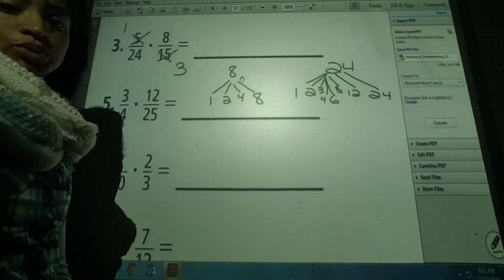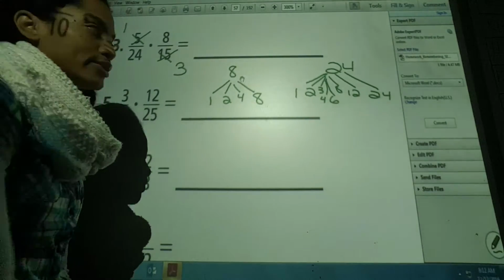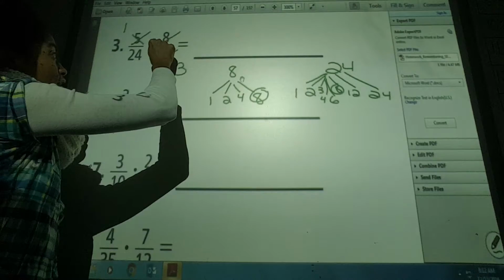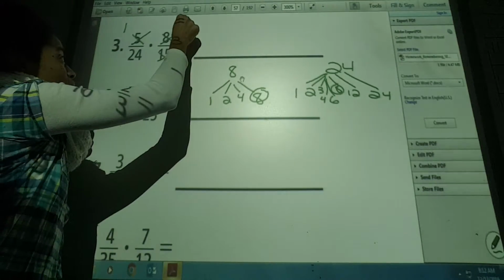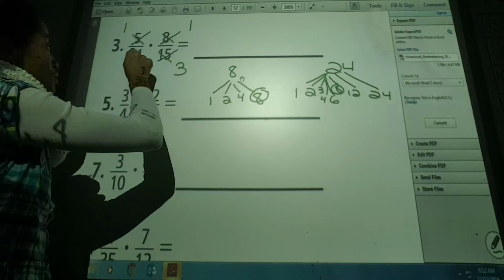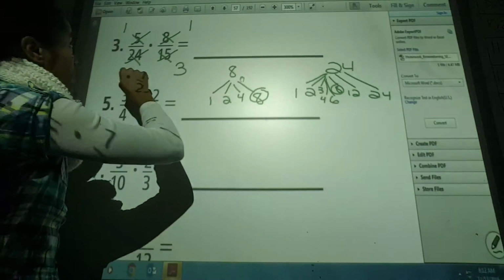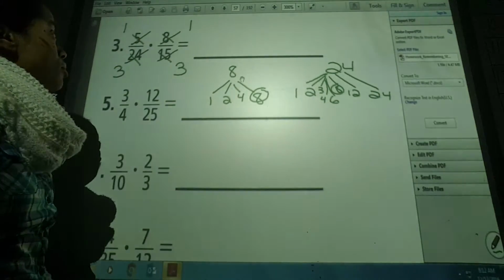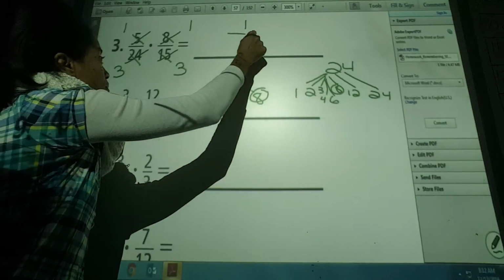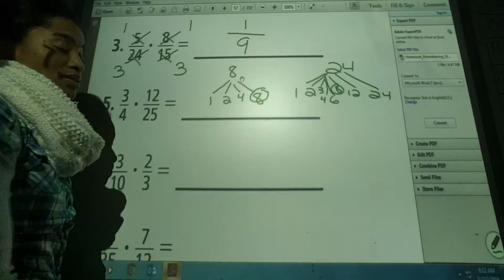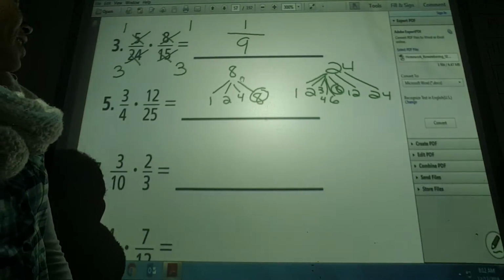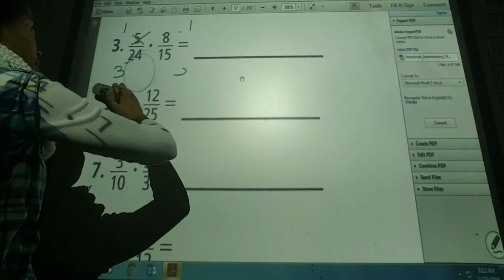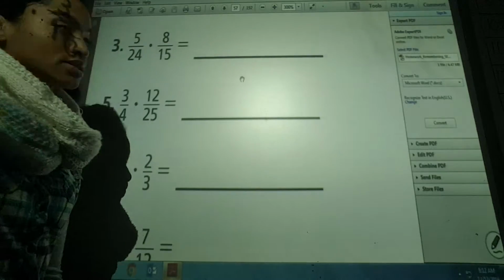So the greatest common factor would be what? 8. Yup. So we're circling 8. Okay? So we cross divide diagonal numbers by the GCF. 8 divided by 8 gives us 1. That's the quotient. 24 divided by 8 gives us 3. That's the quotient. Replace them with the quotient, then I do the rest. Multiply my numerators, then I multiply my denominators. There we go. Alright? So that's that. Okay, moving right along. So that's number 3. Let's take a look at number 4.